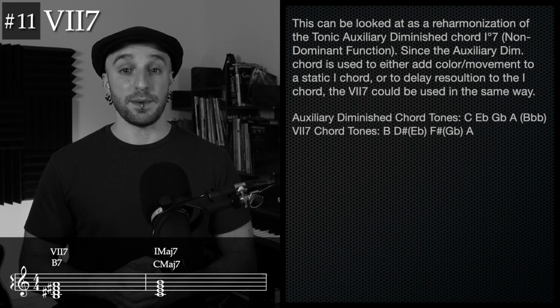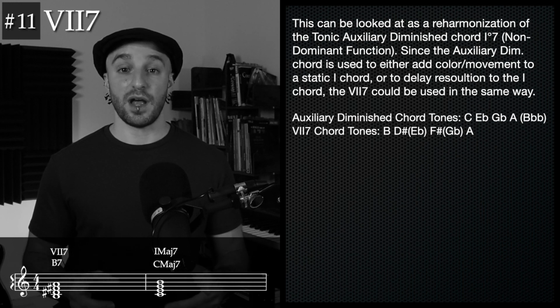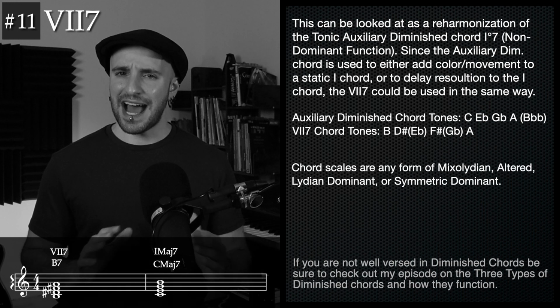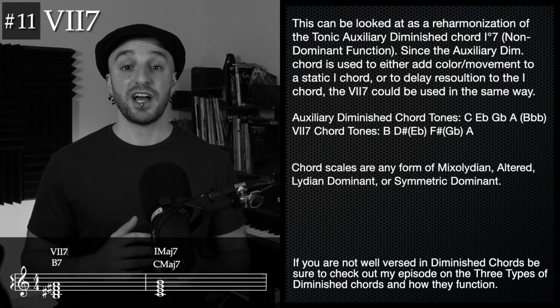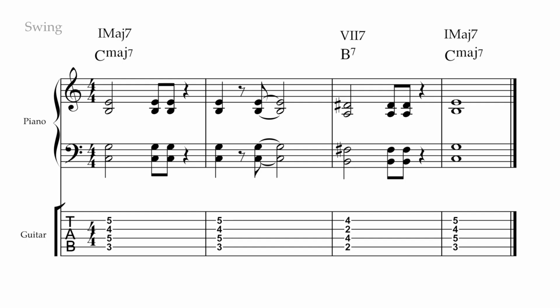And finally, we have 7 dominant 7. This is a reharmonization of the tonic auxiliary diminished chord, and is another example of a dominant chord that resolves not because of dominant function, but because of chromatic voice leading.